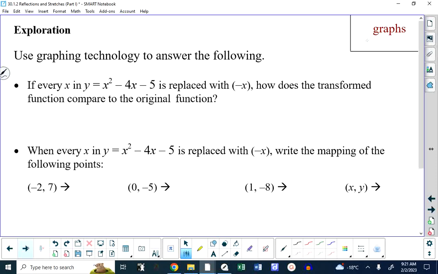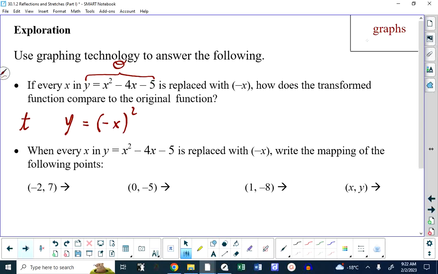If I take this function y equals x squared minus 4x minus 5, and I replace every x with negative 1 multiplied by x, how does the transformed function compare? Well, if we're going to graph the transformed function, then we need to write out the equation of the transformed function. So the original function is this, O for original. The transformed function, T for transformed, would be y equals, now I've mentioned this before in other classes that I've had you in, and if I haven't had you in this class, I believe I've already mentioned it at least once here.